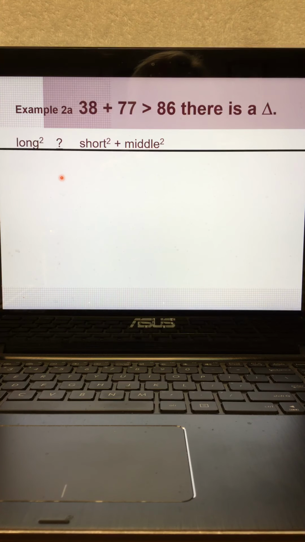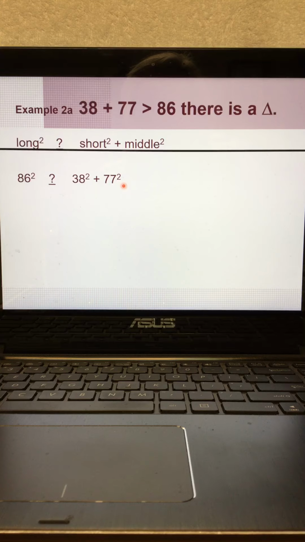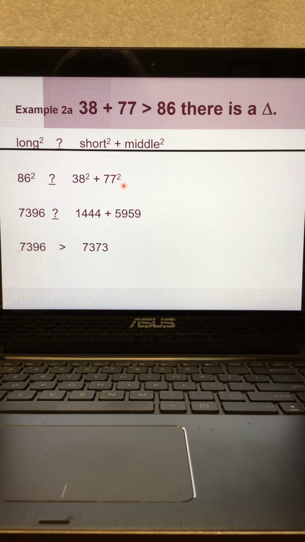Remember, longest side, what's the relationship here? That's the important thing. Short side squared plus middle side squared. All right, so you got to make sure you know which one is your long side. So 86 is my long side. Put my other 2 sides on the left and square them. So I will get 7,396 on the left side, and I will get 7,373 on the right.